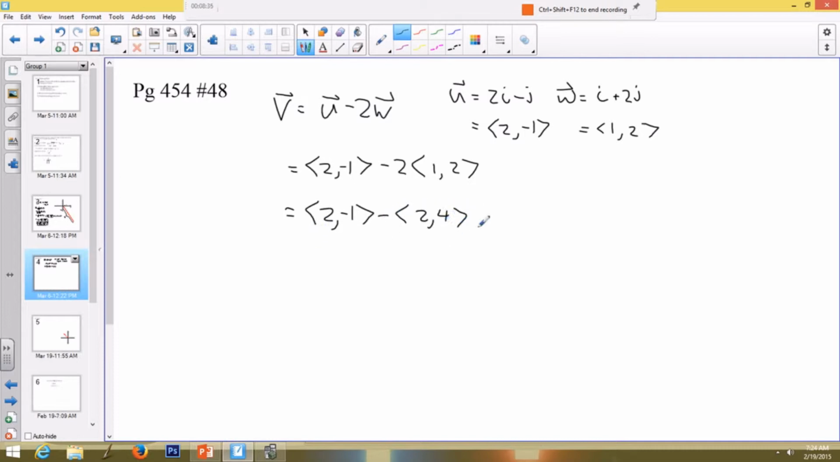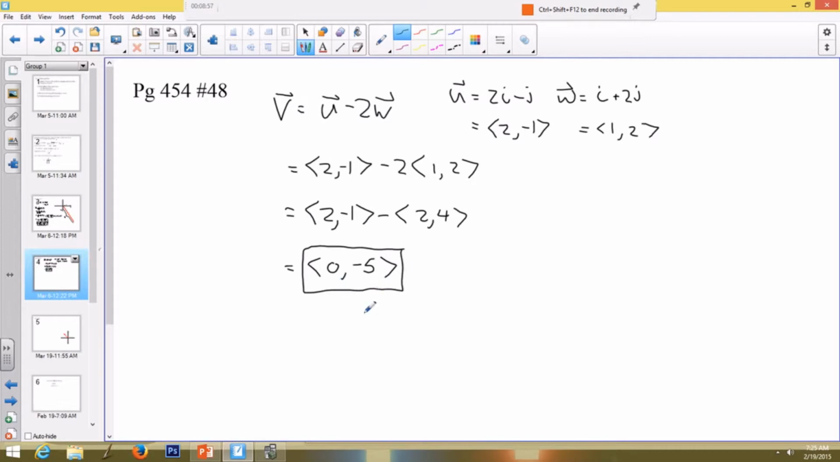Now, when we are subtracting vectors, we subtract the individual components. So I would have 2 minus 2 is 0, and negative 1 minus 4 is negative 5. I think my math is correct on that one. So that is the algebraic version.